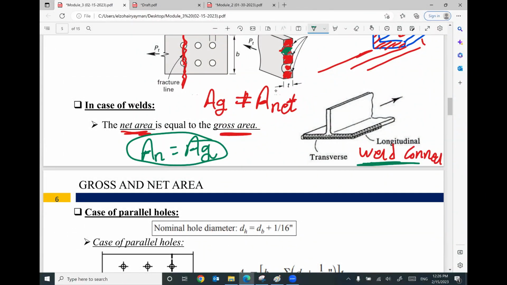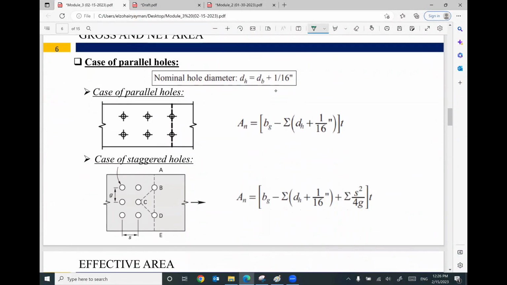But so far, if you have a welded connection, we don't have any holes. We don't have any reduction in the cross section of the member. That means your area net equals area gross. But if you have holes, because we have bolts, how to figure out the area net? We have this expression and this expression according to AISC.